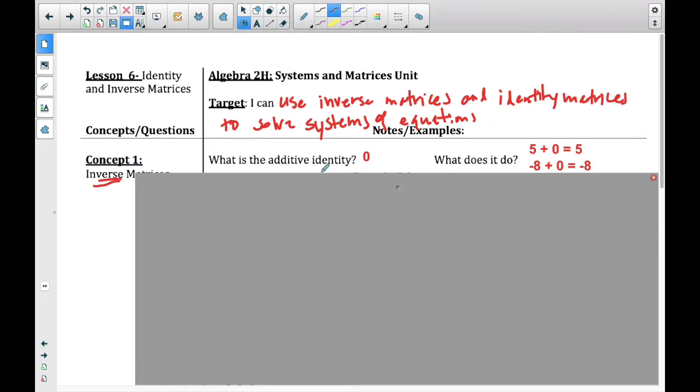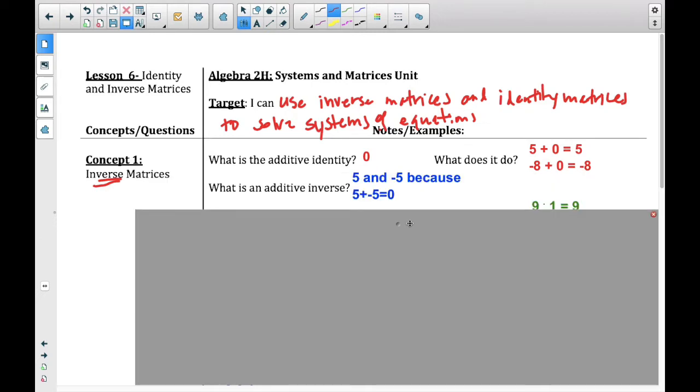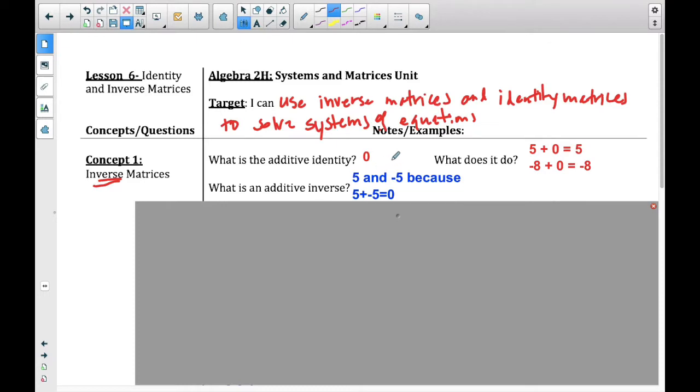Remember that the additive identity is 0. What does that mean? Well, 0 added to anything does not change the identity of the original item. So 5 plus 0 is still 5, and negative 8 plus 0 is still negative 8. We also have an additive inverse. Sticking with addition, 5 and negative 5 are additive inverses because 5 plus negative 5 is 0. So that makes it an additive inverse.